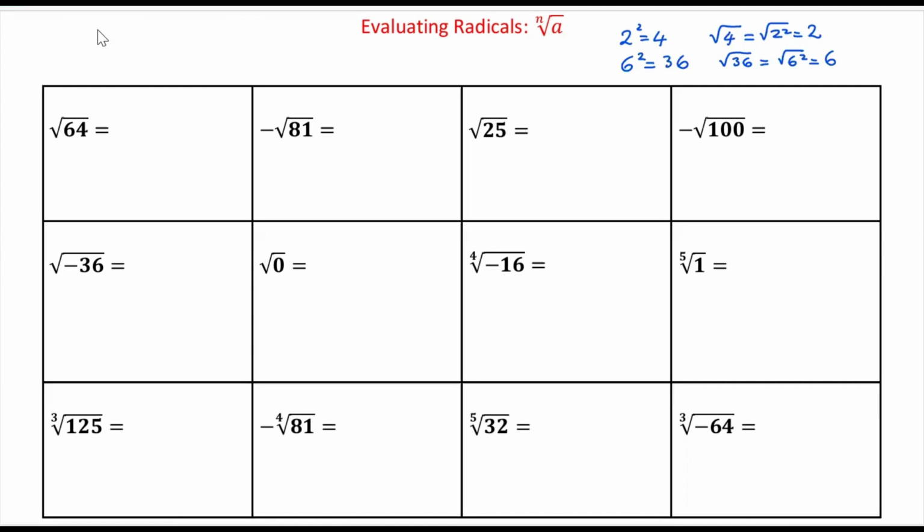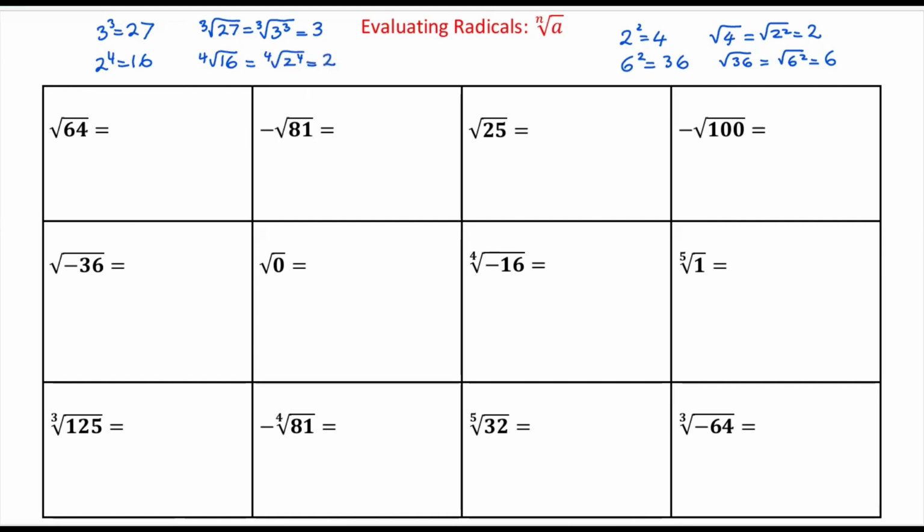You can cube numbers. Just as with square roots, the reverse operation of cubing a number is to take the cube root of a number. So the cube root of 27 equals 3. You can raise numbers to the fourth power. The reverse operation of raising a number to the fourth power is to take the fourth root. So the fourth root of 16 equals 2.